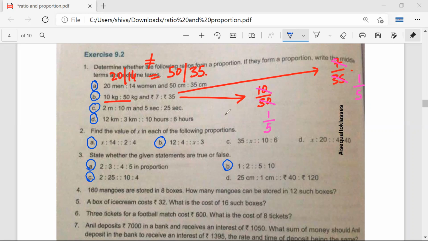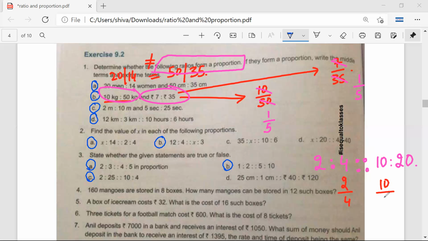And that is what we are saying. Determine whether the following ratios form a proportion. So here the ratios are forming proportions. All this means is that 2 is to 4 is equal to 10 is to 20. Mr. Satya, any doubt? No, sir. Now, if I have to check whether this forms a proportion or not, what will I do? 2 upon 4, 10 upon 20. Any doubt? No, sir.